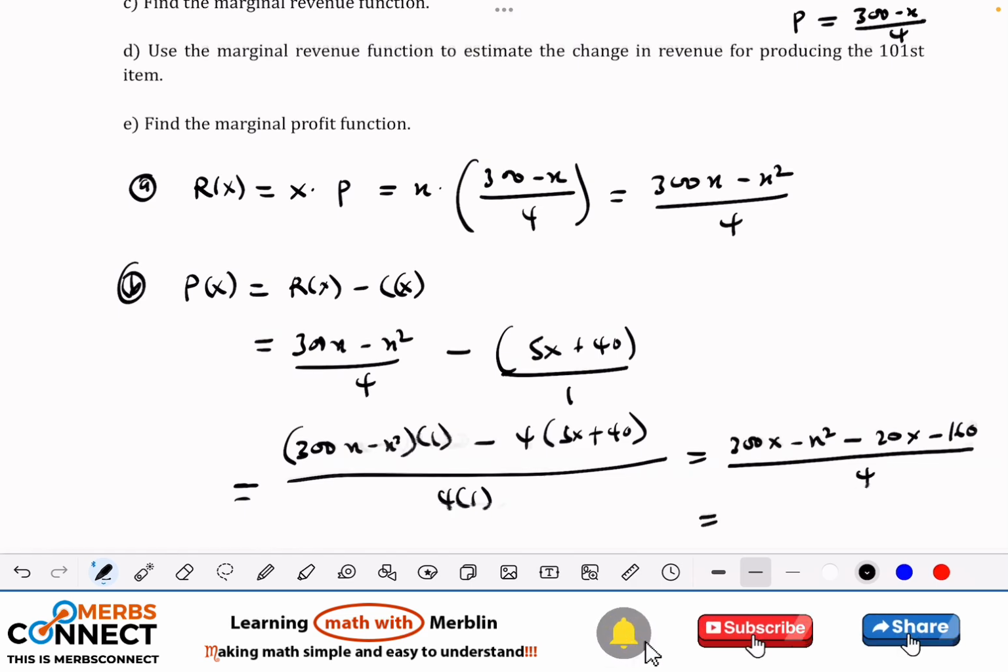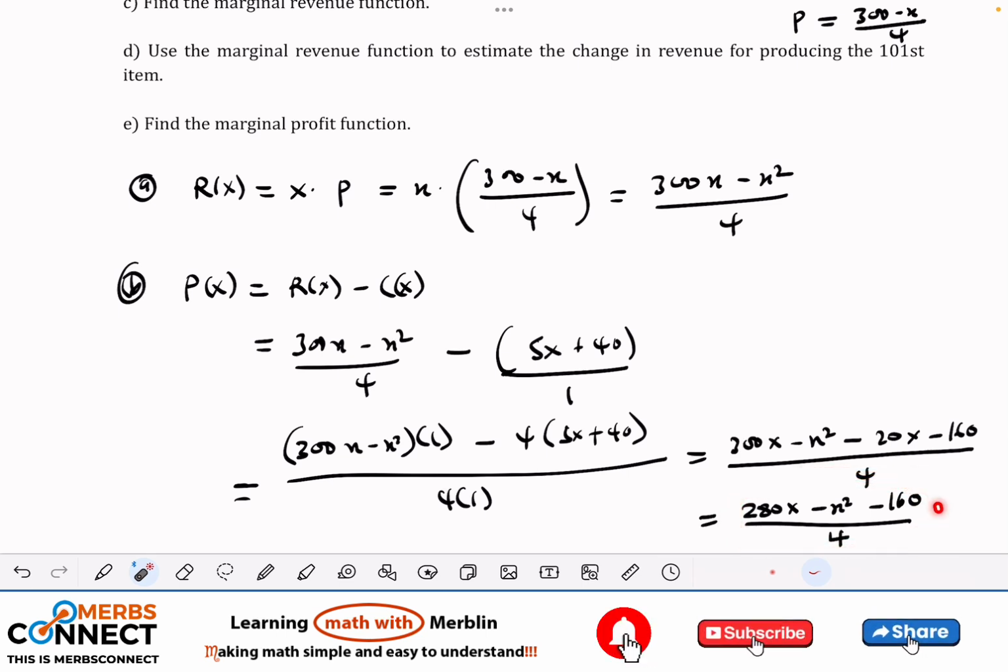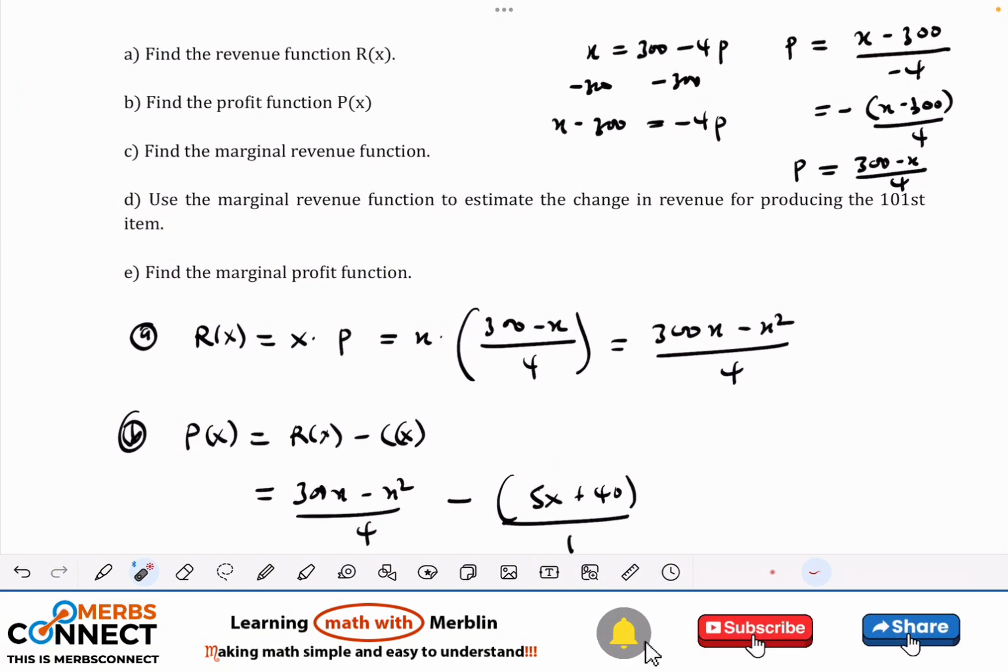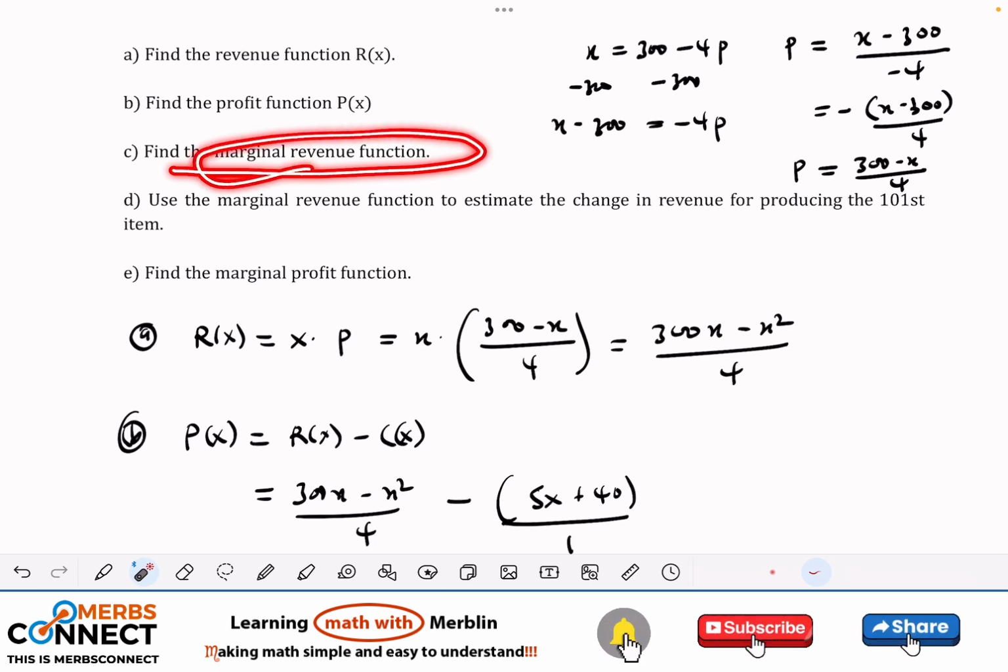So let's do the simplification. What are we going to get? So I have this one here, this one here. When I do the subtraction, I'm going to have something like 280x minus x squared minus 160, all divided by 4. So this is the revenue function. This is what you are going to get for the revenue. Right. Did I say revenue? The profit function, sorry. This was supposed to be the profit function. All right, so now that we are done with the profit function, C is saying find the marginal revenue function.